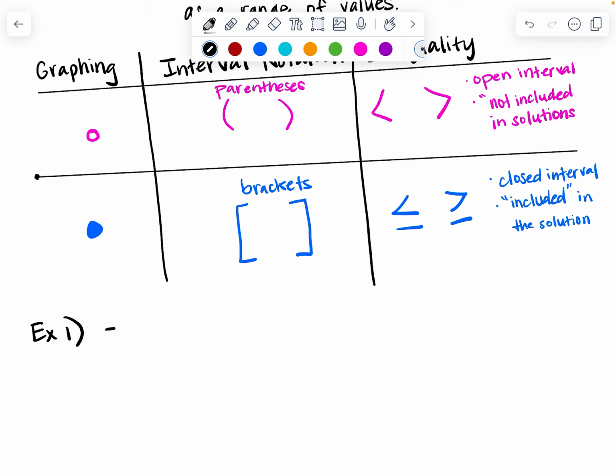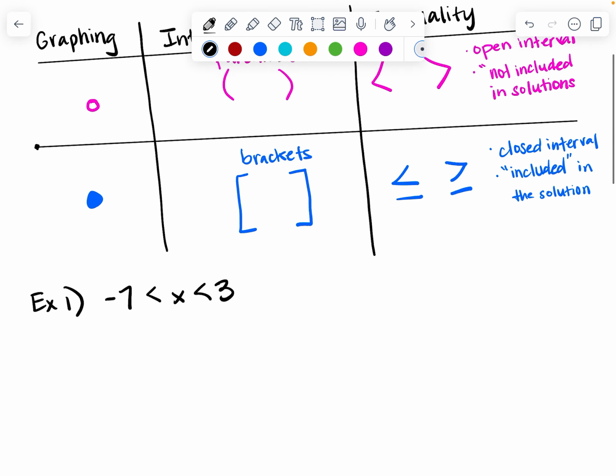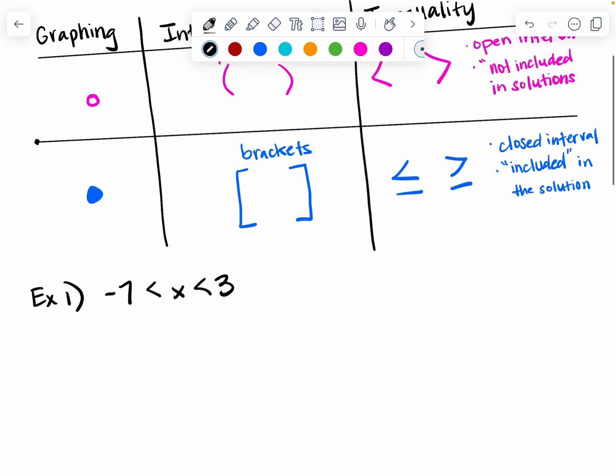So first example I'm going to use is -7 is less than x is less than 3, or you could say that x is greater than -7 and less than 3. So if I were to graph this on a number line, I don't really care what all the numbers are on the number line, as long as you put the two numbers you need and they're on the right side of each other. So obviously the negative number is going to go on the left and the positive number is going to go on the right.